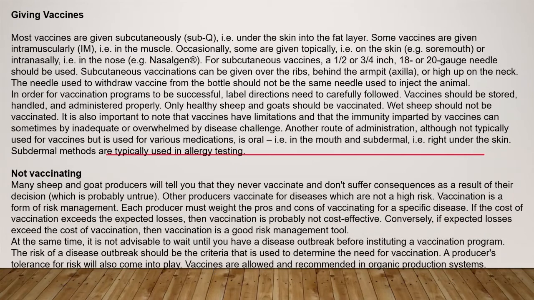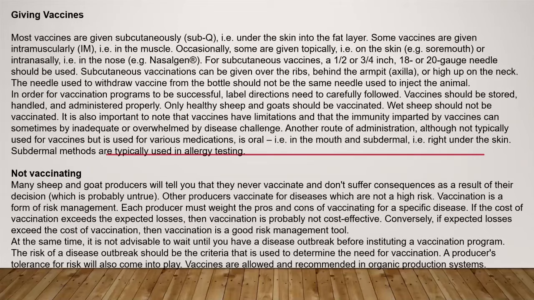All right, talking about vaccinations, we'll discuss a little bit about the routes used for giving vaccinations. Most vaccines are given subcutaneously, or sub-Q, and what this does is it goes under the skin, into the fat layer. Typically, it's given at an angle. The other way of accomplishing that is if you can tent the skin up and go in there, that'll get you to where you need to be.